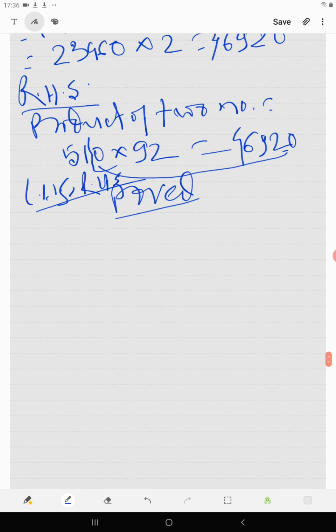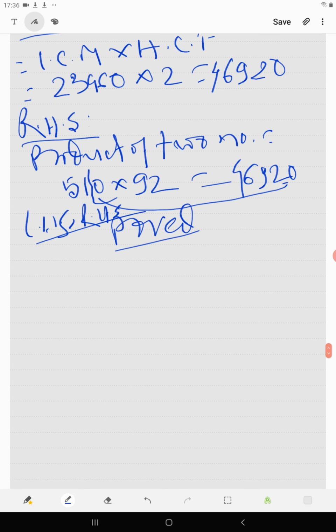So let's move on to our third problem in this, second question, third problem. So what are the numbers? 336, 54.